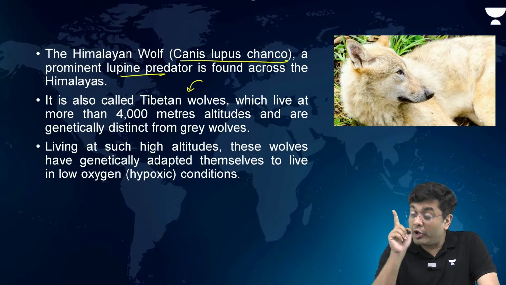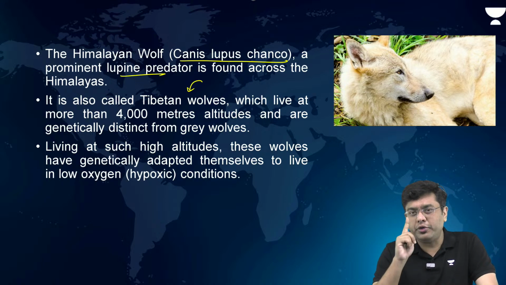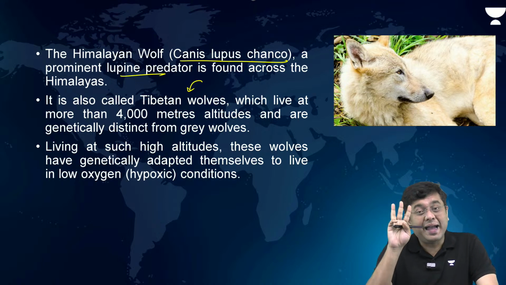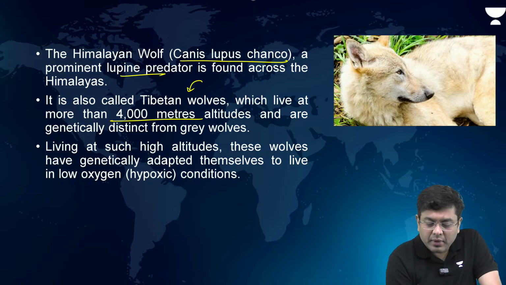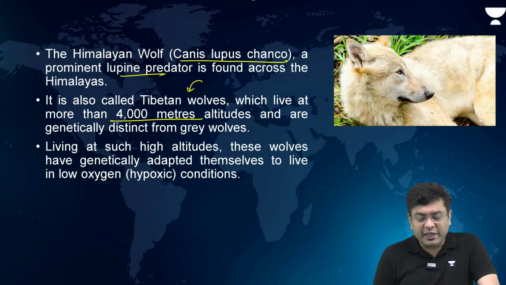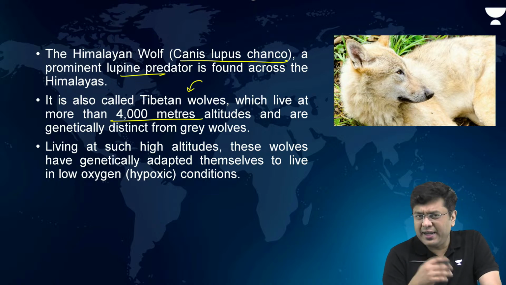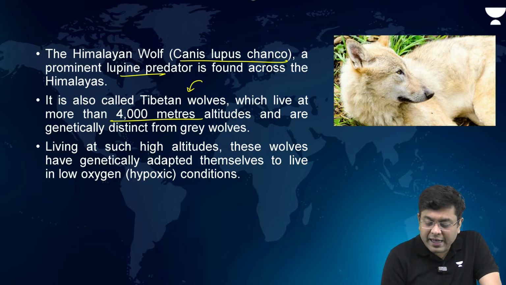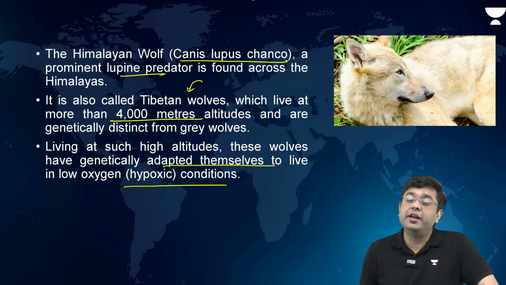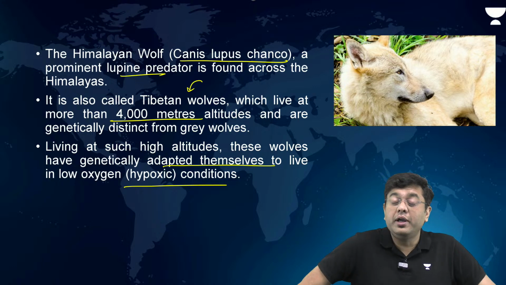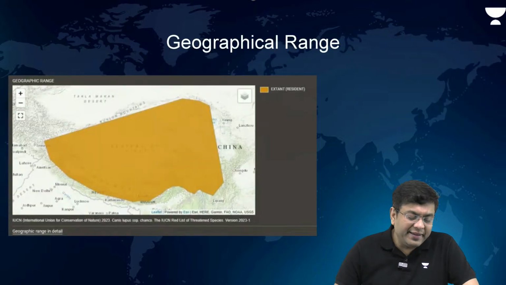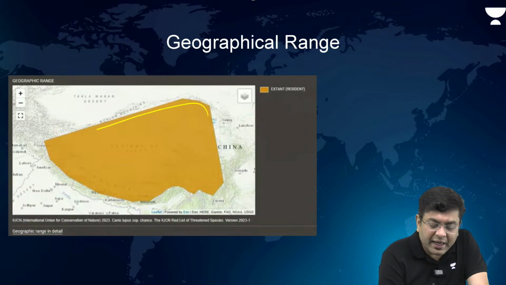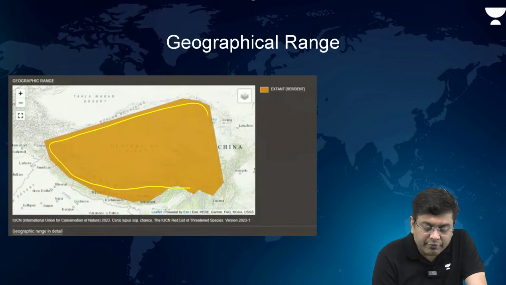The altitude for any species in use, features, geographical extent, and conservation status. So what is the feature? It lives at more than 4,000 meter altitude. They are genetically different from grey wolves. They are adapted to live in low oxygen conditions, because with greater altitude, availability of oxygen tends to reduce. Now, this is the entire geographical extent of the Himalayan wolf.